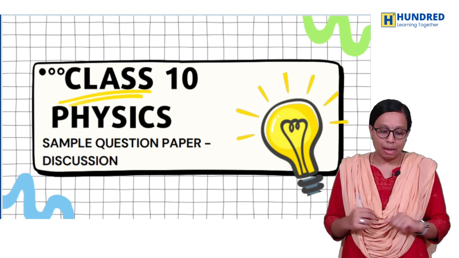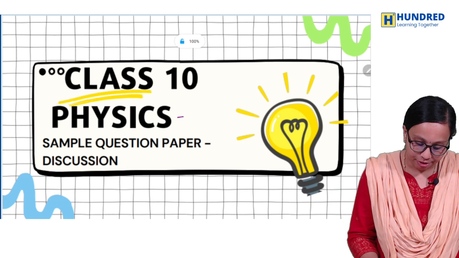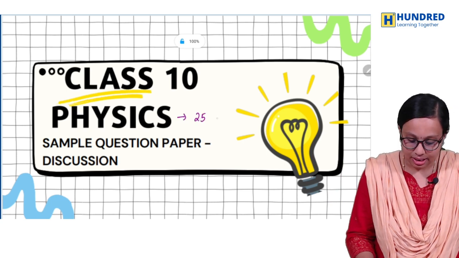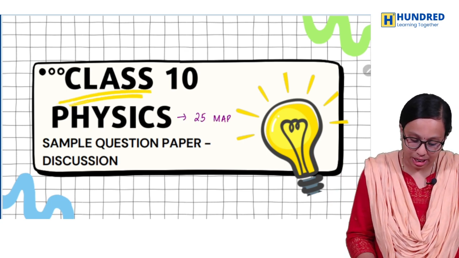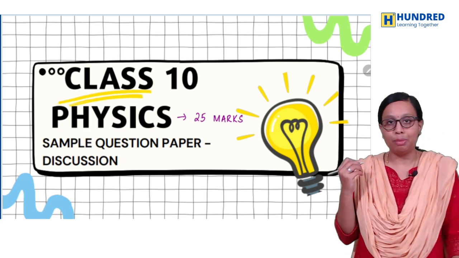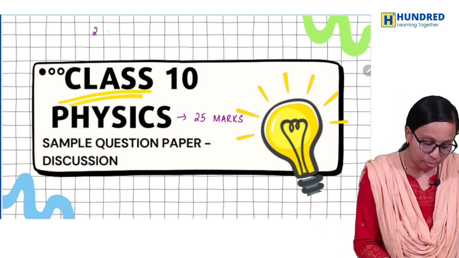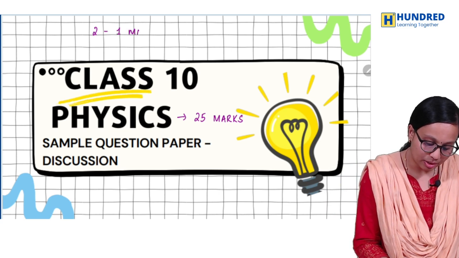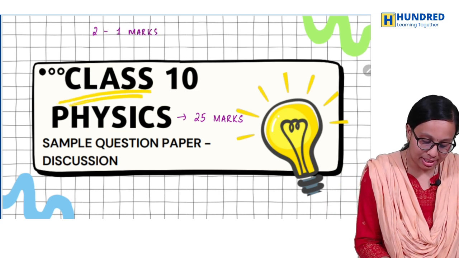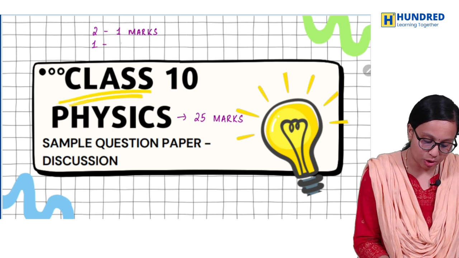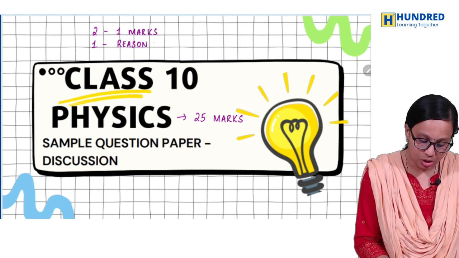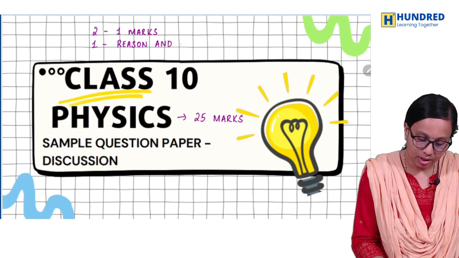So from this sample question paper, we know in physics they ask questions for 25 marks. The sample question paper that was released by the CBSE board has got two 1 mark questions in it, and then one reason and assertion based question. That is also 1 mark. One reason and assertion based question, that also consists of 1 mark.